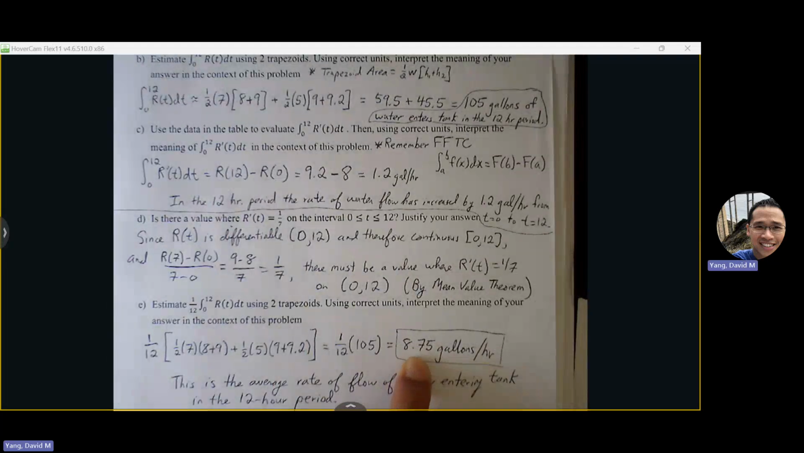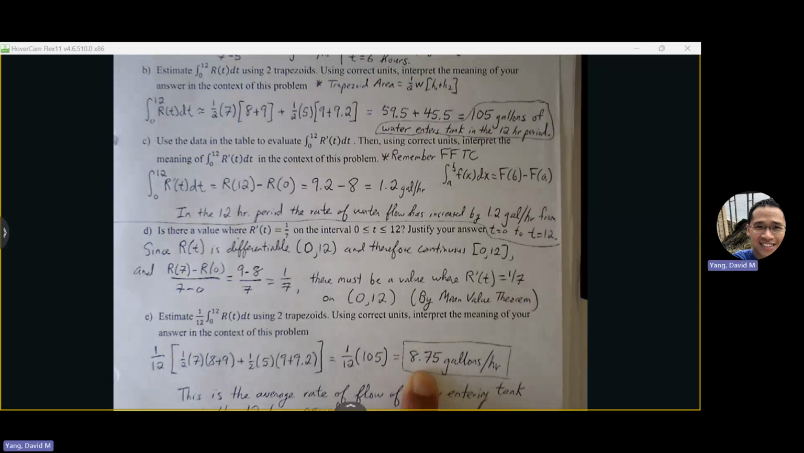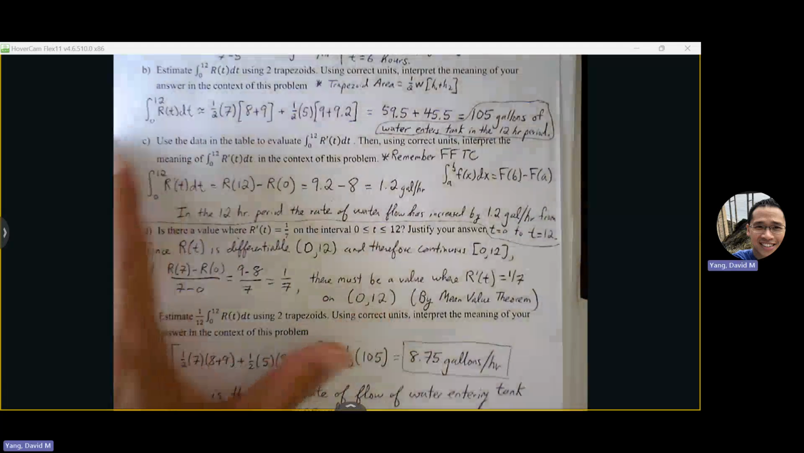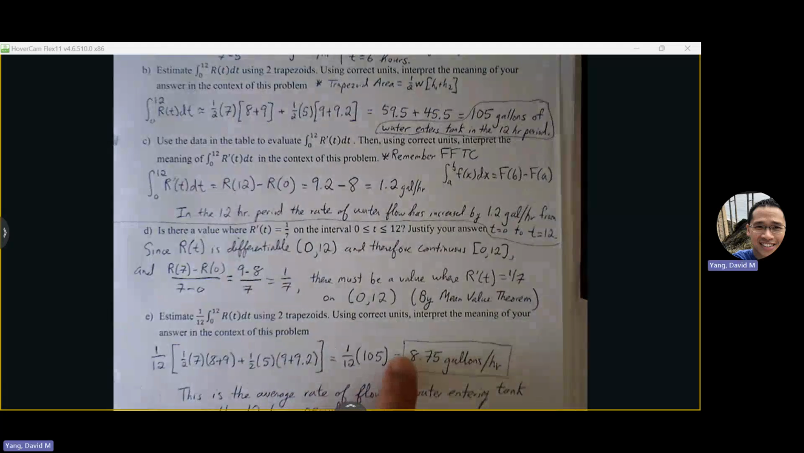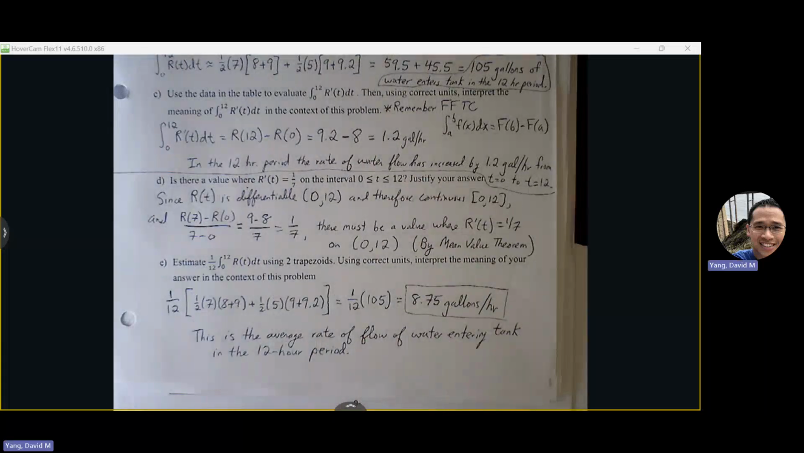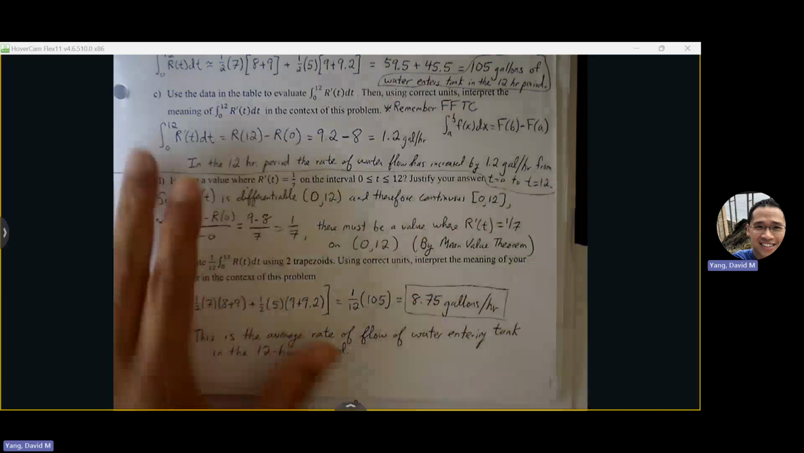8.75, that is consistent with what we can estimate just from our table. So this tells us, again, average rate of flow of water entering the tank in the 12-hour period is 8.75 gallons per hour.